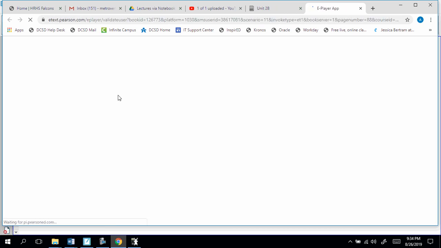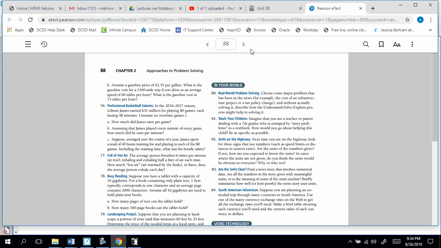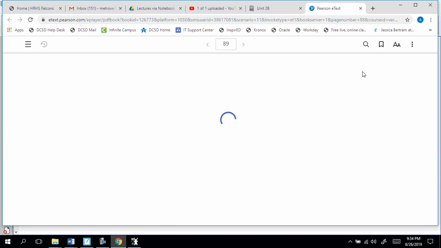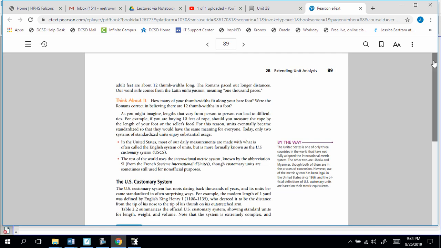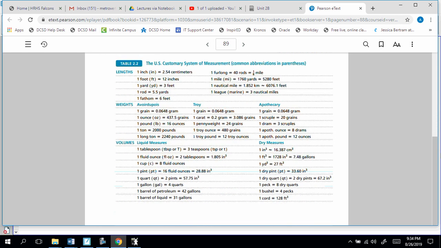Seriously, this is a really good book. I'd read it and work along in it because traditionally it has interactive examples. Taking a little while to load here. That's the drawback. Let me get into page 89 and look at all those conversions.